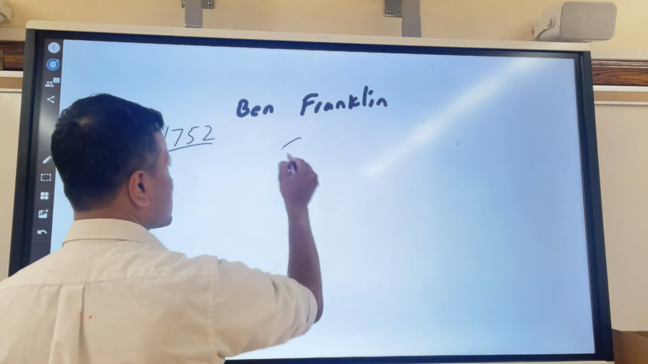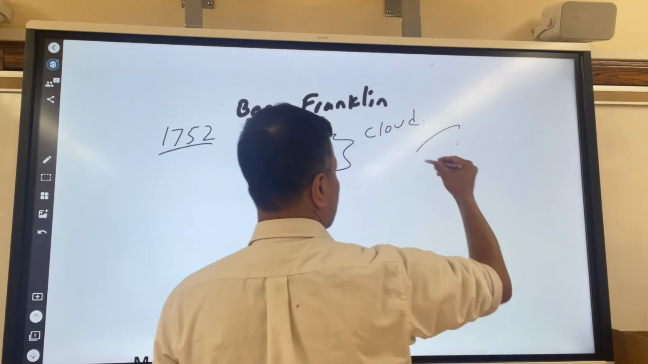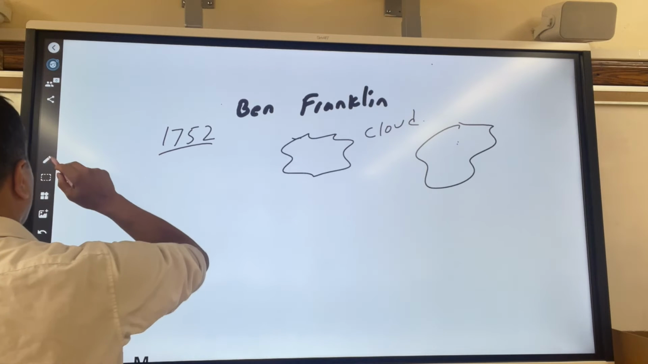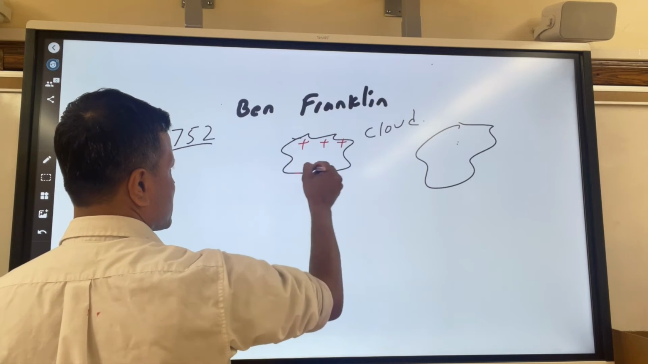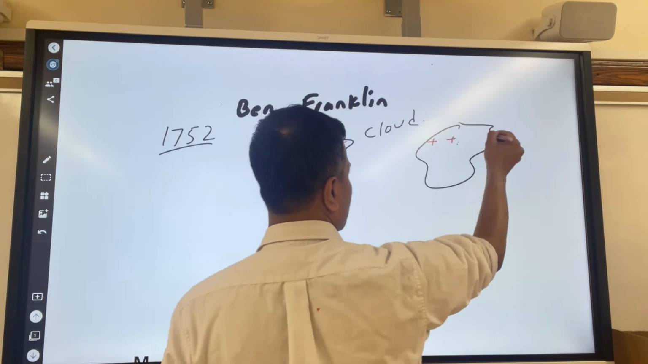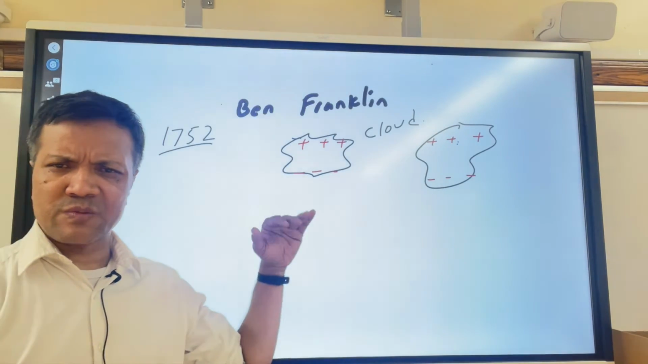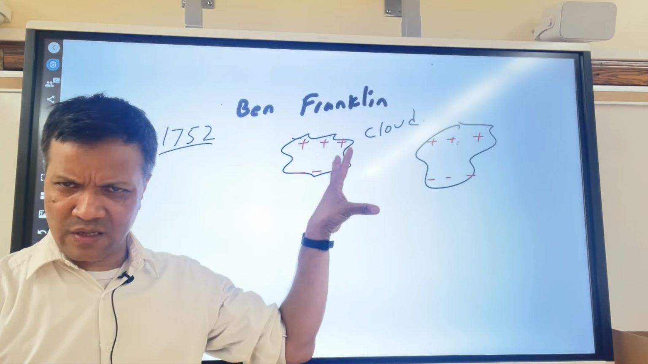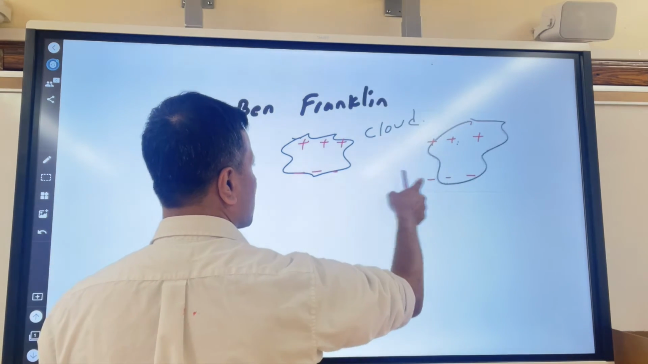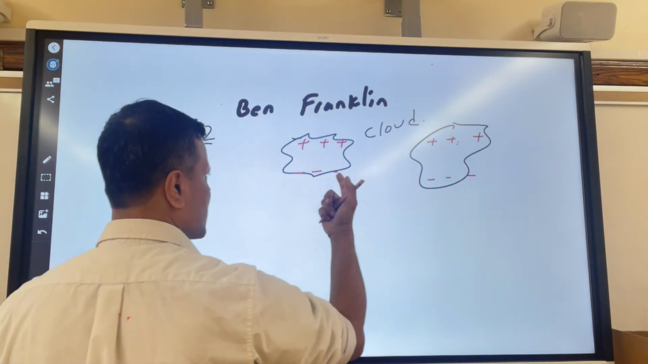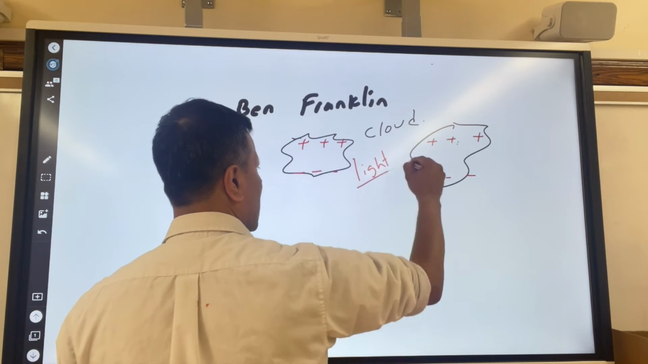So if you consider cloud, so this is cloud, and this is another cloud. So on the cloud, there would be an imbalance of charges. So this is positively charged, this is negatively charged, positively charged, negatively charged. When there is a positive charge and negative charge, imbalance of charges, polarized, right? Cloud polarized. Then there would be a strike between cloud. What do you call this strike between cloud? You call it lightning. Okay.